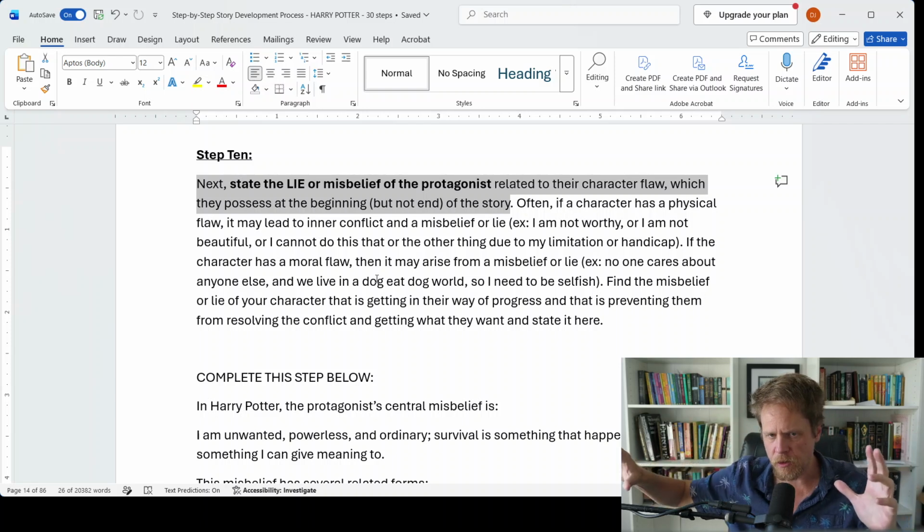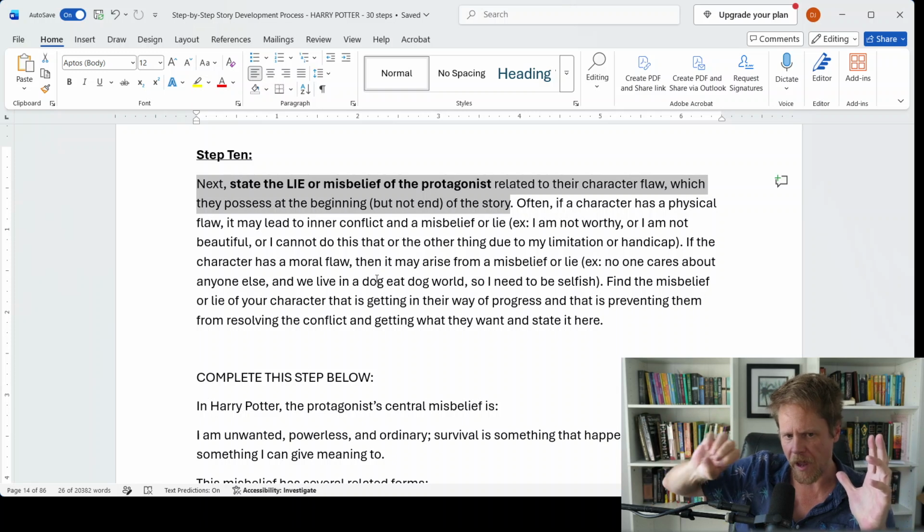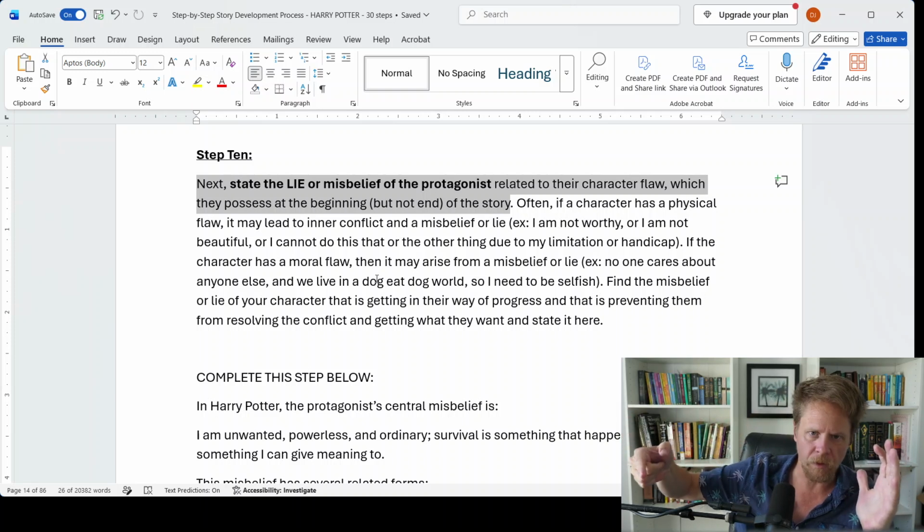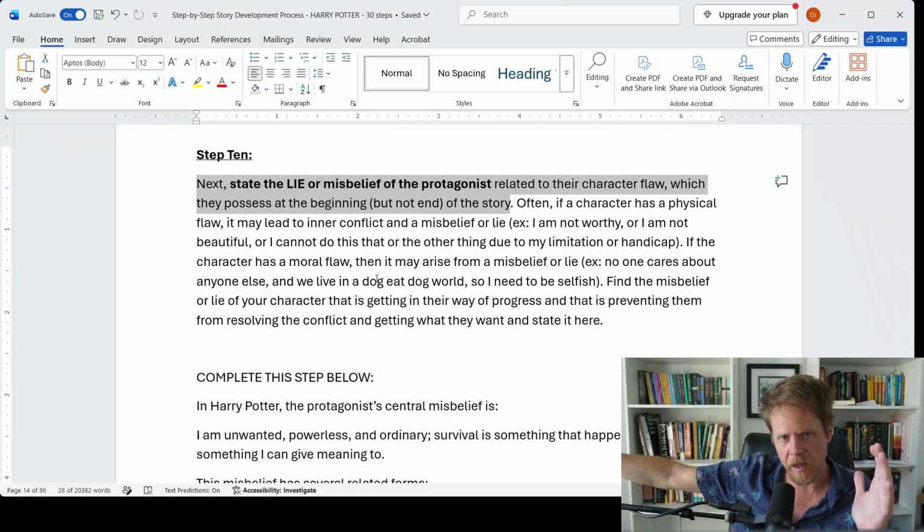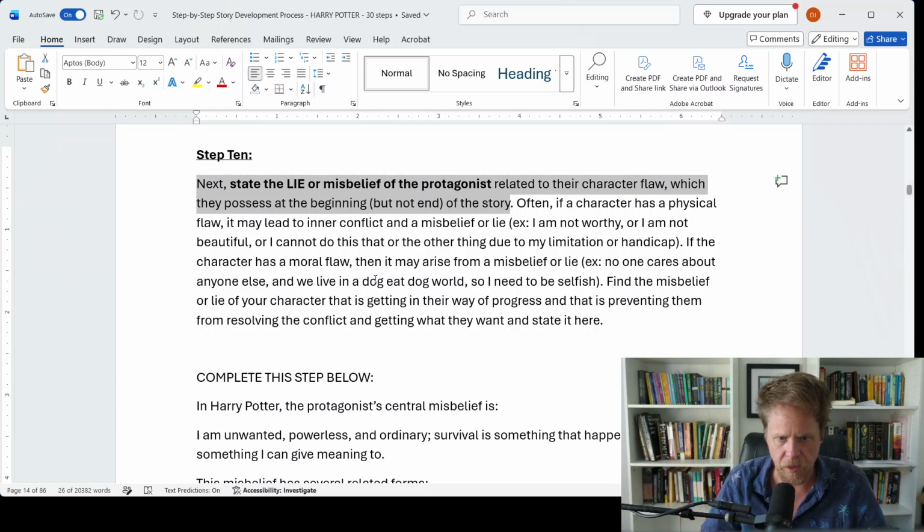So that by the end of the story, in order to overcome the conflict, they have to actually get rid of that misbelief. And they have to discover some sort of underlying truth about themselves or the world that's going to help them to defeat the antagonist, overcome the central conflict, and be victorious, okay?